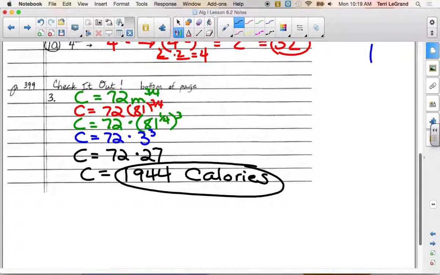So, any questions on the application problem we did? Okay, does order of operations matter? Absolutely. The panda bear might like to do that in a different order of operations and get even more calories than that. So, there.